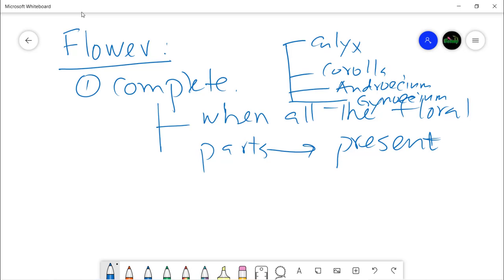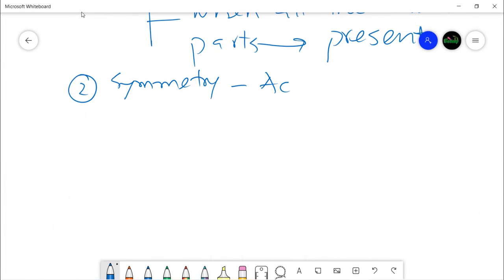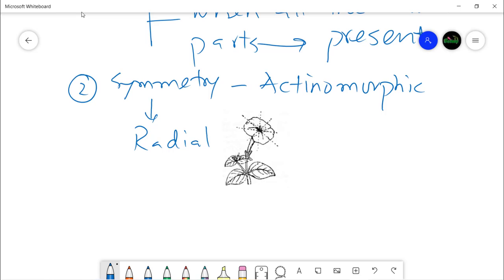Next is the symmetry of the flower, which is actinomorphic. So complete, all the floral parts are present, and then we have the symmetry of the flower, and it is actinomorphic. Actinomorphic flower is the one which has radial symmetry. So what does it mean by radial symmetry? So let's take a look at a diagram.